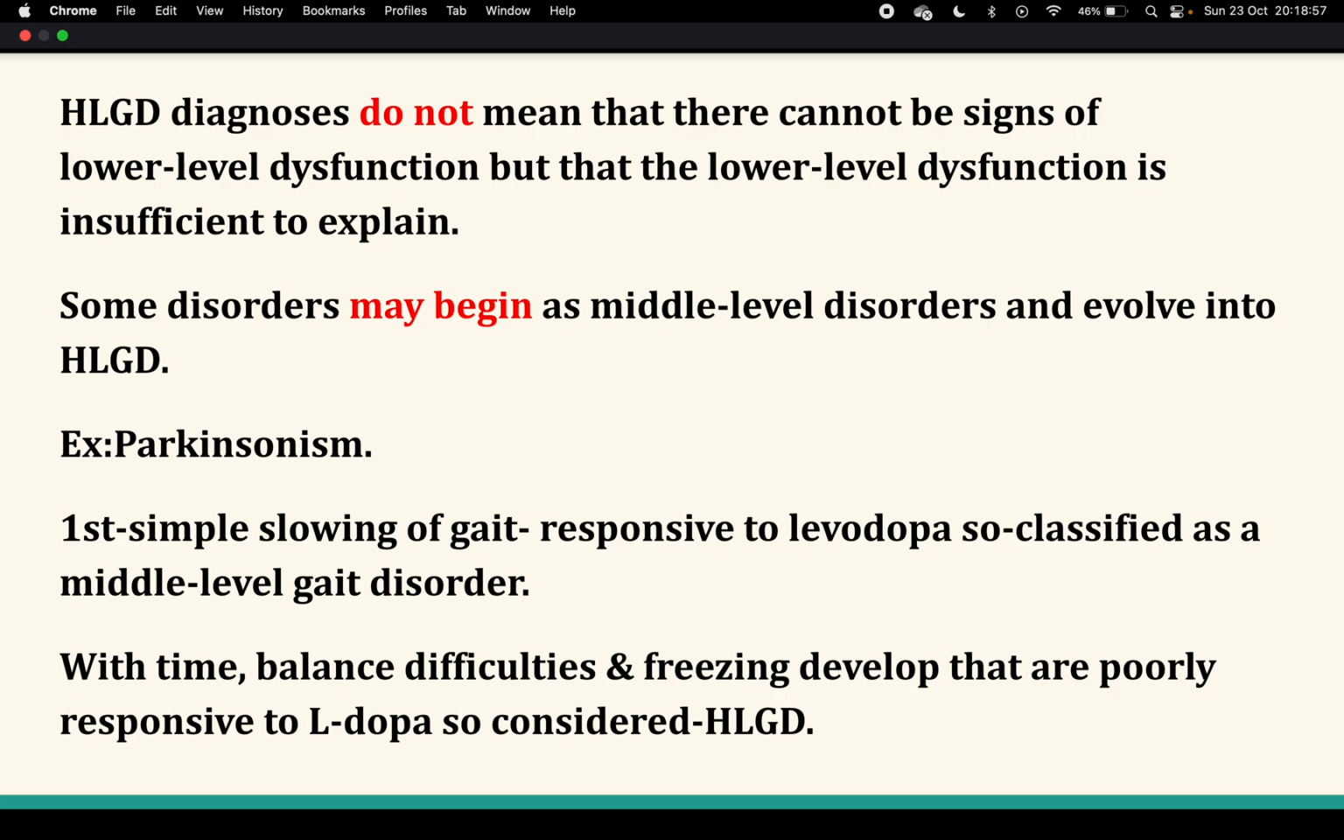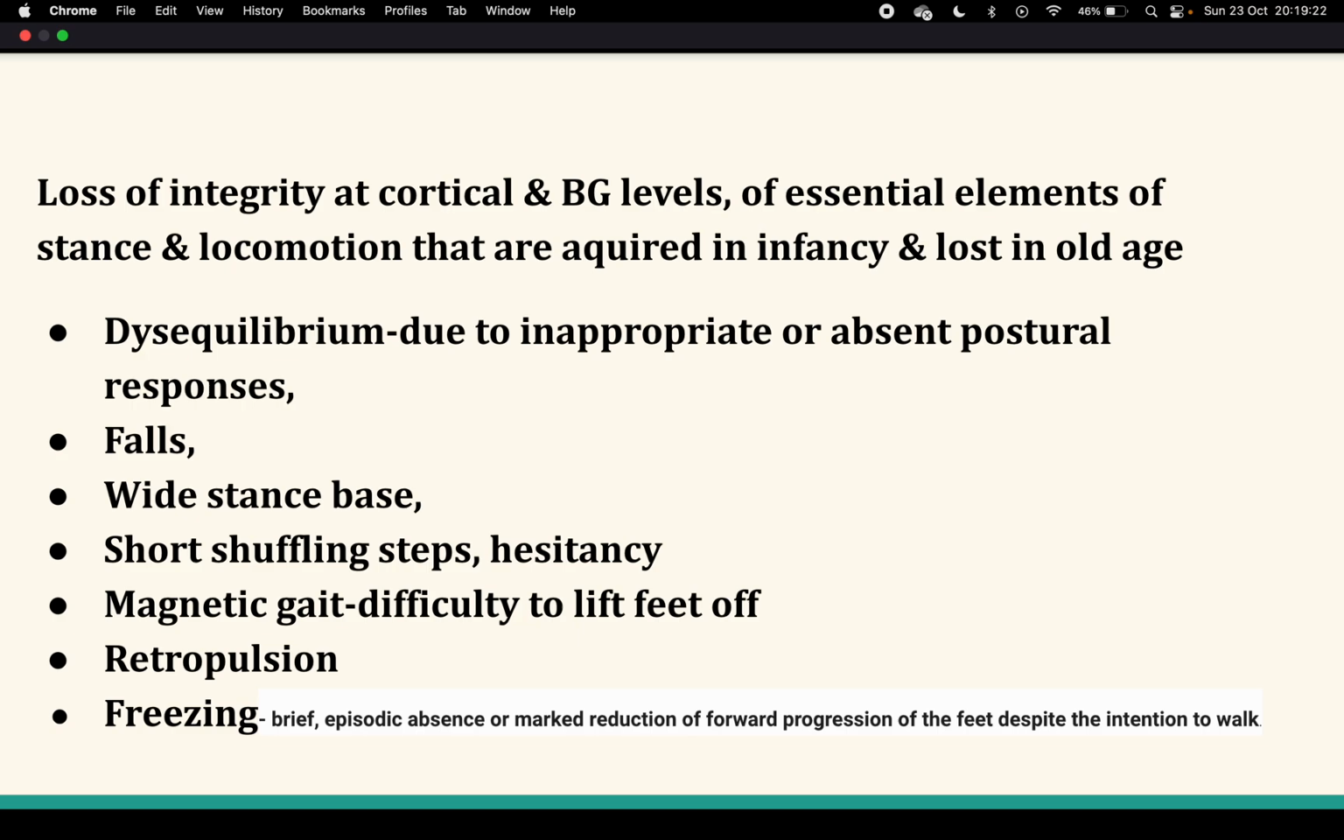Example, Parkinsonism. First, simple slowing of the gait. It will be responsive to the levodopa, so it is classified as middle level, as it involves the basal ganglia. But with time, balance difficulties and freezing will develop that are poorly responsive to the levodopa. Then it is considered as higher level. So, middle level evolving into the higher level.